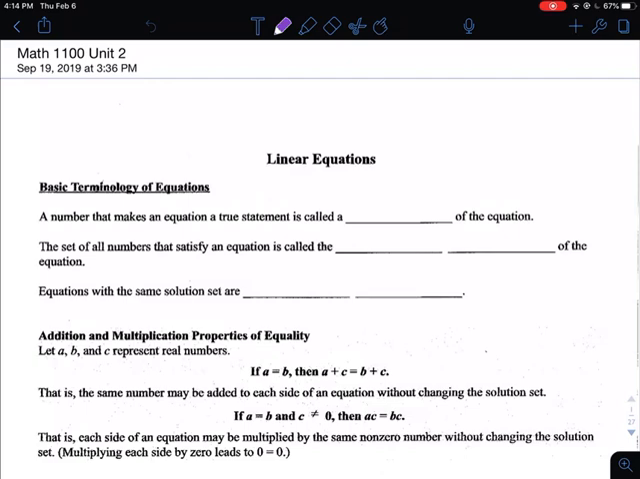A number that makes an equation a true statement is called a solution of the equation. The set of all numbers that satisfy an equation is called the solution set of the equation. Equations with the same solution set are equivalent equations.